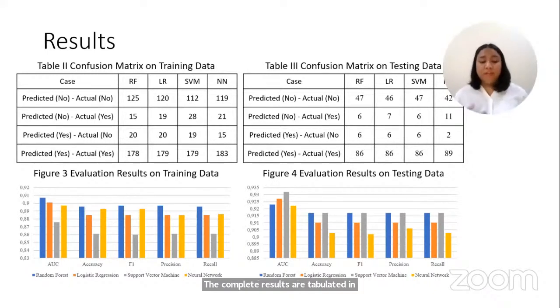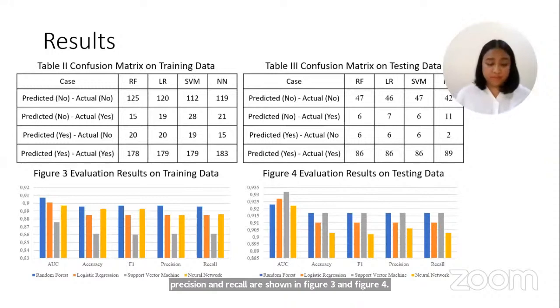The maximum number of true and minimum number of false are achieved by the random forest model, followed by the support vector machine model. And the results of the AUC, accuracy, F1 score, precision, and recall are shown in Figure 3 and Figure 4. The random forest model gives the best result, followed by the support vector machine model.